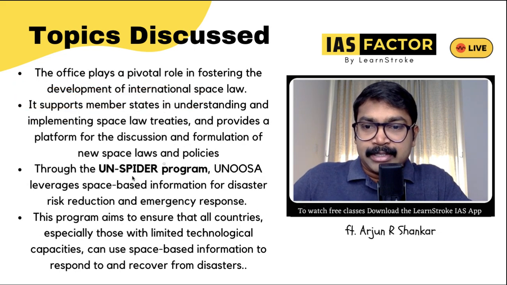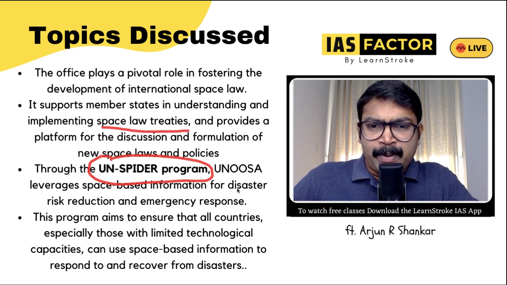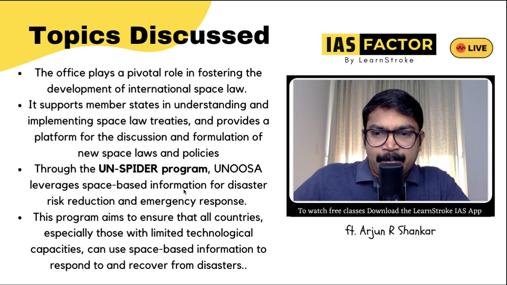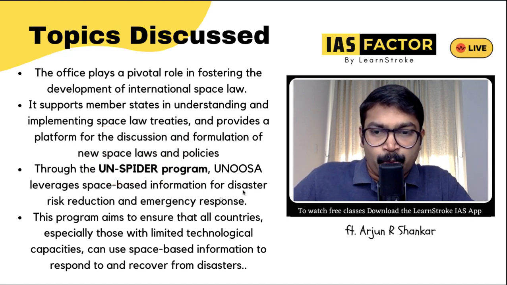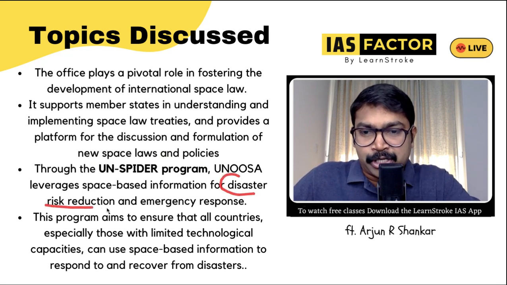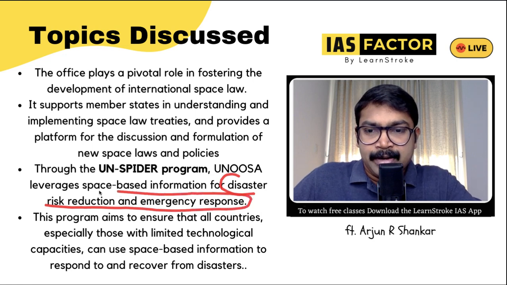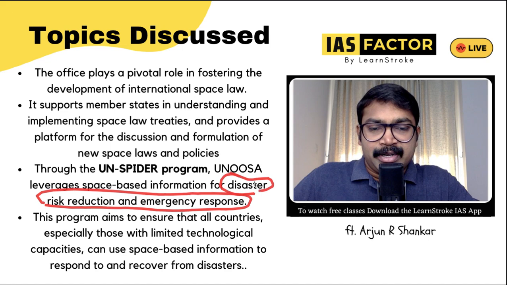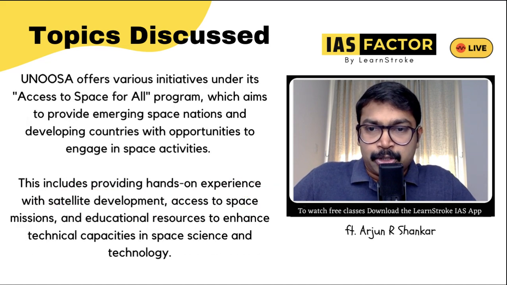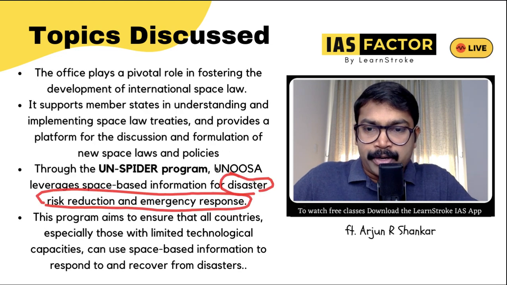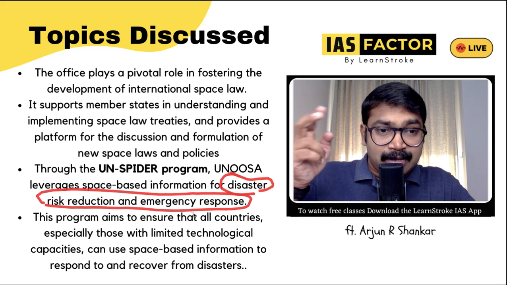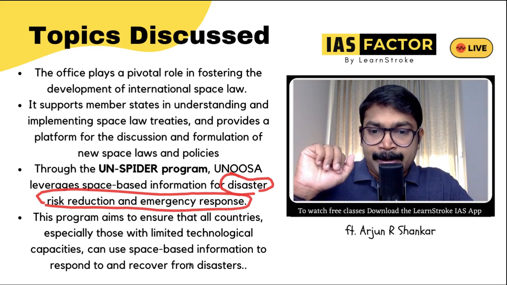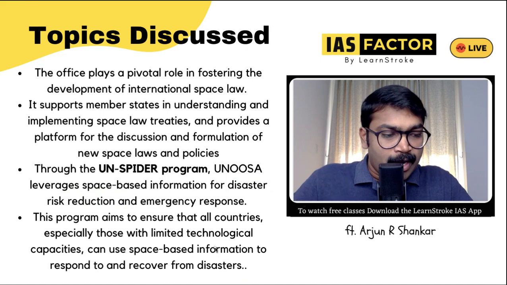And now let's discuss the UN-SPIDER program. What is this UN-SPIDER program? So it also has important things like space treaties and the UN-SPIDER program. UN-SPIDER is UNOOSA's space-based program for disaster risk reduction and emergency response. Please remember, this is very, very important. Just like we discussed the previous thing, Access to Space for All, UNOOSA's next important program is UN-SPIDER, for disaster risk reduction and emergency response. It also works for disasters. So this is the UN-SPIDER program of UNOOSA.